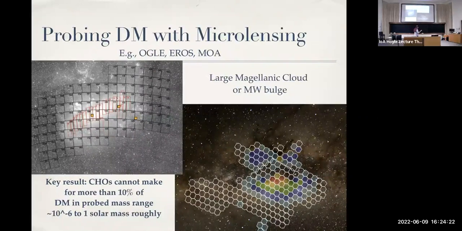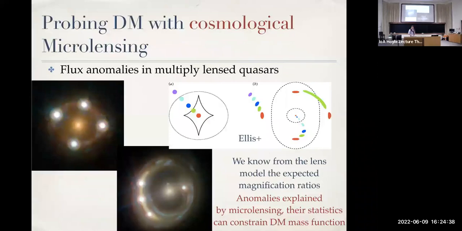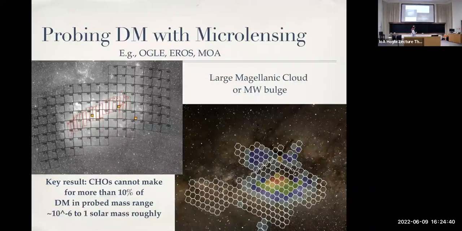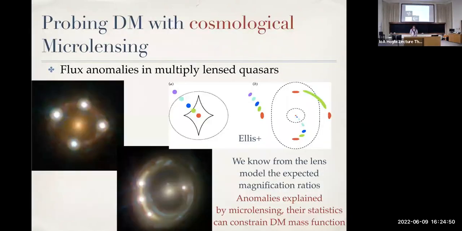So basically, for several decades, pointing telescopes towards the galactic bulge or towards the Magellanic Cloud and counting how many microlensing events we have, right? This could tell us how many MACHOs we have in the halo. And it turns out that from these experiments, dark matter cannot make up more than 10% in MACHOs in most of the relevant range, right? 10 to the -6 to 1 solar mass. Microlensing is also responsible for flux anomalies in quasars, but I won't get into that. I'll talk about something similar soon.